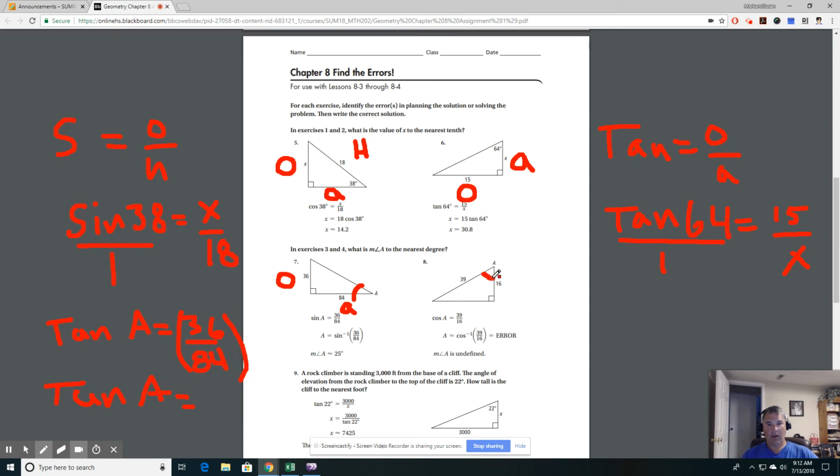So let's look at number 8. From A, we have adjacent and hypotenuse, which is cosine, but the adjacent divided by hypotenuse should be 16 divided by 39, not 39 divided by 16. The last one. Let's look at a word problem. From the 22-degree angle, the 3000 is opposite and the x is adjacent. So always go from the angle.